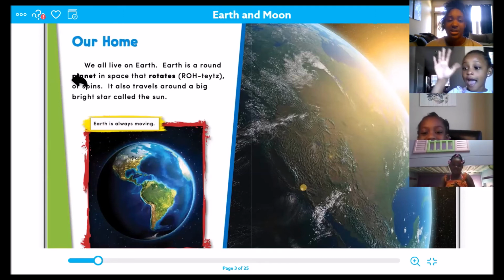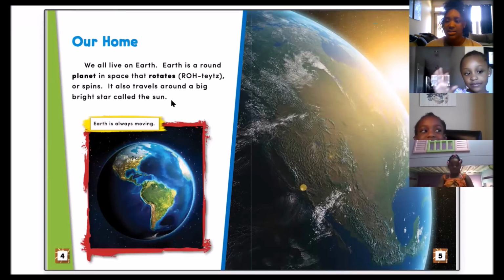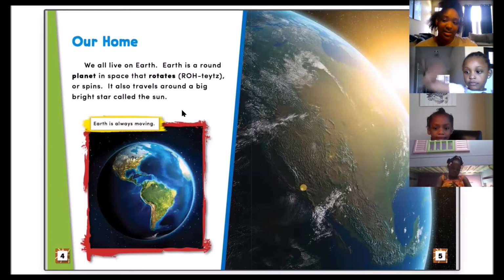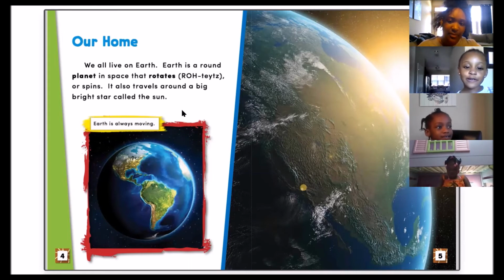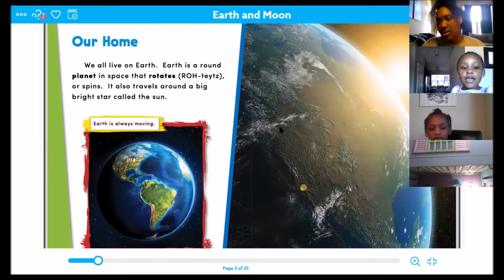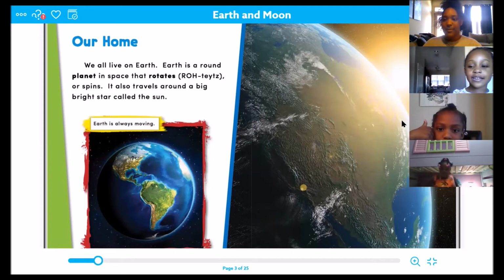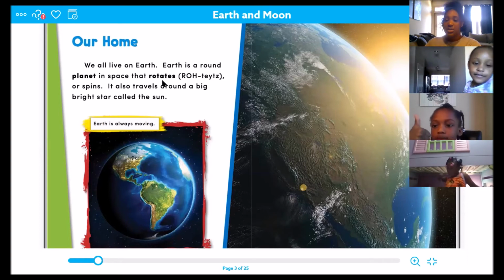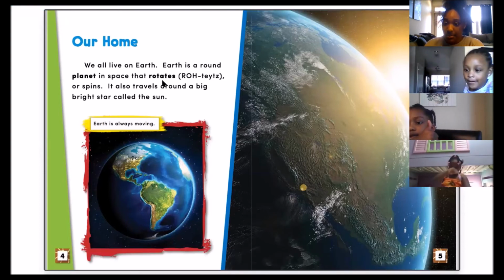No? This is a bold word, planet and rotates. That means these words are important for some reason. Okay? Anything else, Savannah? You know something else? Something's wrong with your mic. Can you say that again? These big words and when they are dark, and it starts with rotate. Right, planet and rotates. Those words are dark. They're bold words. That means they're important.